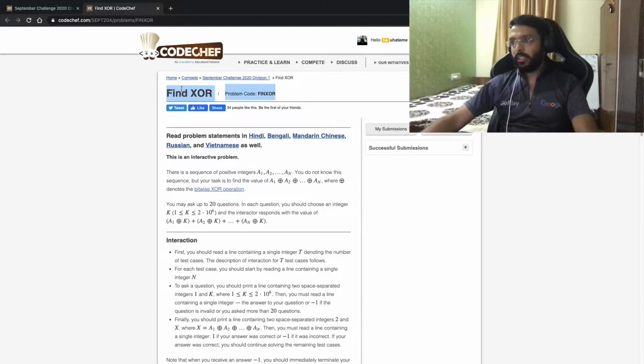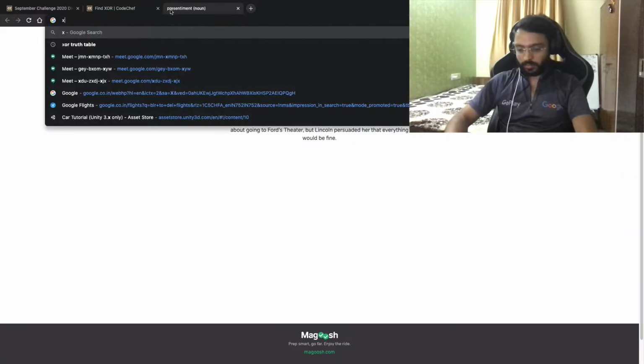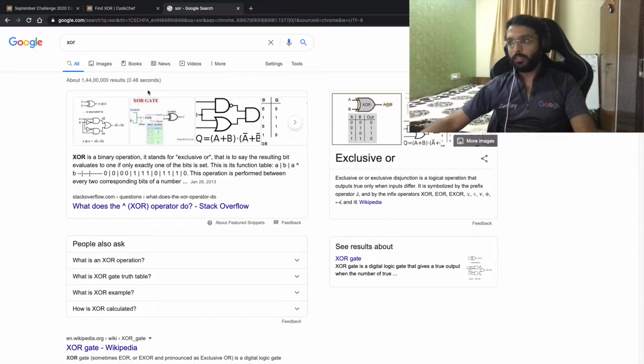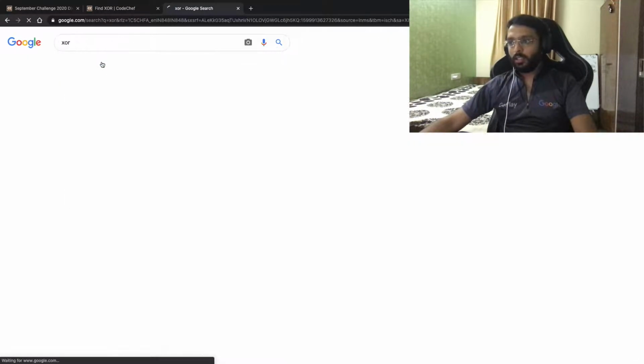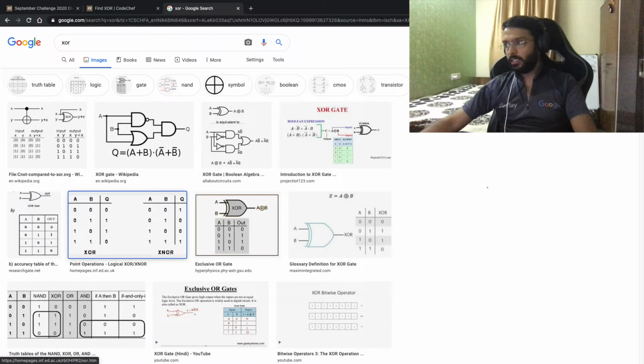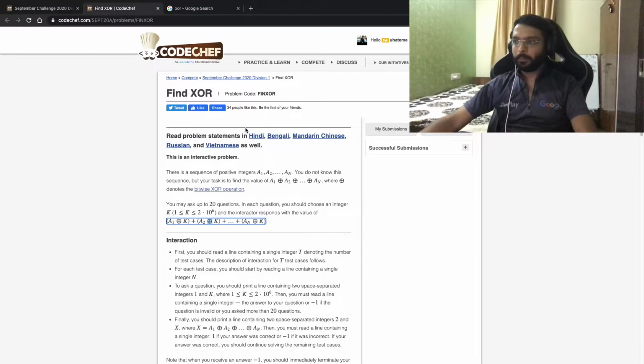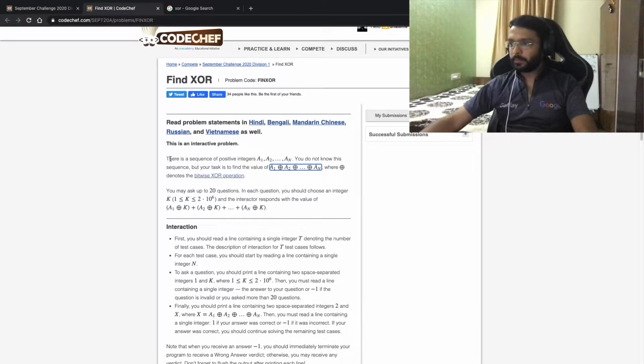Start with the problem: find XOR. Just before we start, I believe we are using the XOR method, so it would be good to check what it does. The idea for XOR is that if we have both zeros or both ones, we get zero. Otherwise, if it's alternate, we get one. So let's start with the problem.